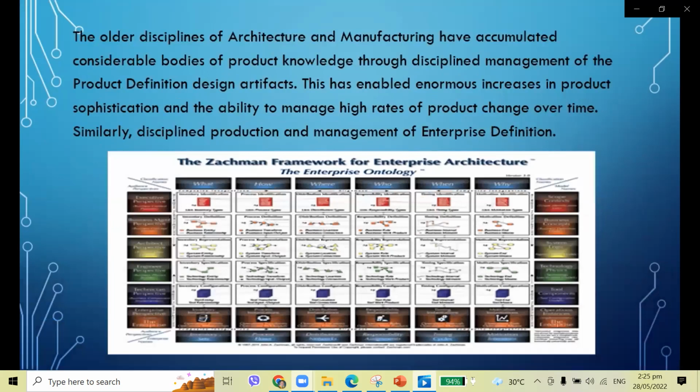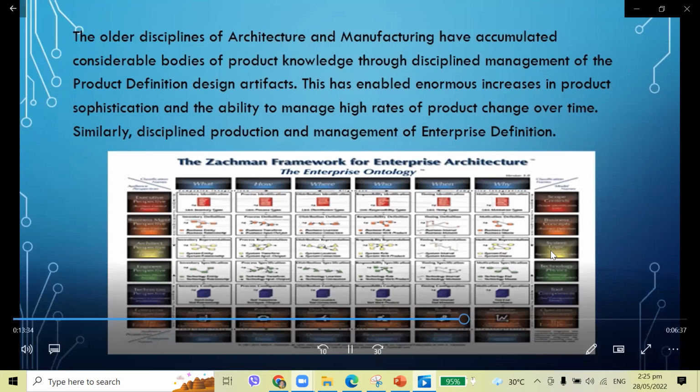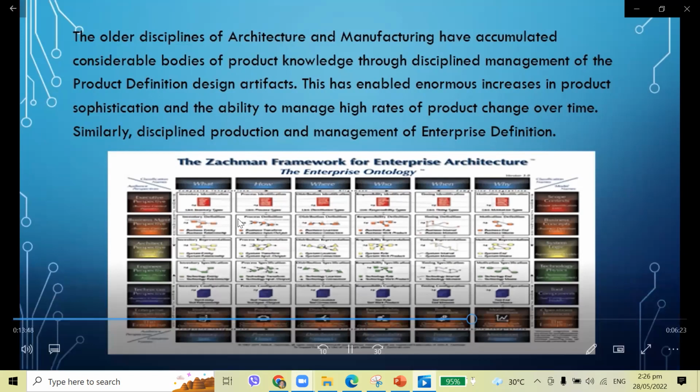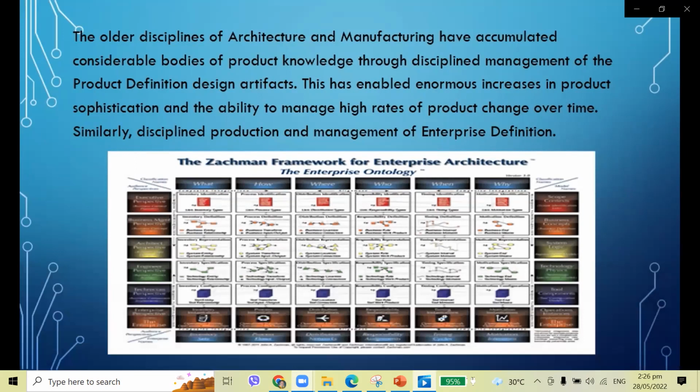The older disciplines of architecture and manufacturing have accumulated considerable bodies of product knowledge through disciplined management of the product definition and design artifacts. This has enabled an enormous increase in product sophistication and the ability to manage high rates of product change over time. Similarly, disciplined production and management of the enterprise definition, the set of models identified in the framework for enterprise architecture, should provide for an accumulation of a body of enterprise knowledge to facilitate an enormous increase in enterprise sophistication and accommodation of high rates of enterprise change over time.